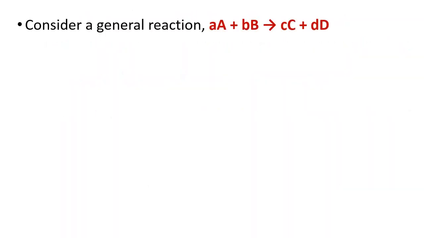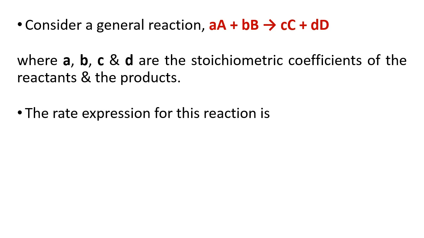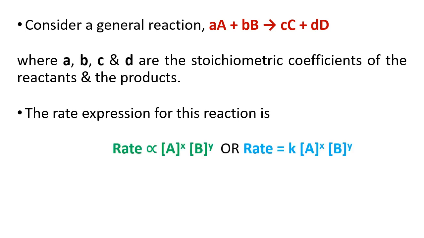Consider a general reaction aA + bB gives cC + dD, where small a, b, c and d are the stoichiometric coefficients of the reactants and the products. The rate expression for this reaction is: rate is directly proportional to concentration of reactant A to the power x into concentration of reactant B to the power y, or rate = k [A]^x [B]^y.